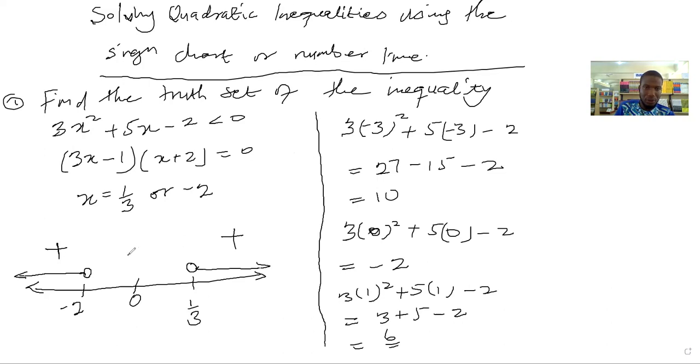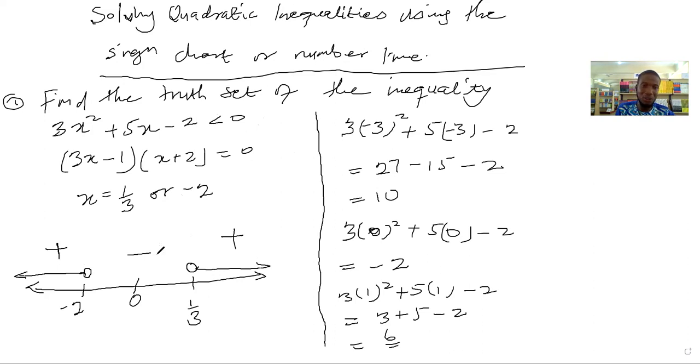So we have negative. Good. So now let's see which of the three regions satisfy our question. They are saying that the whole of this expression should be less than 0. And obviously, only negative numbers are less than 0. The positive ones cannot. Positive ones are greater than 0.